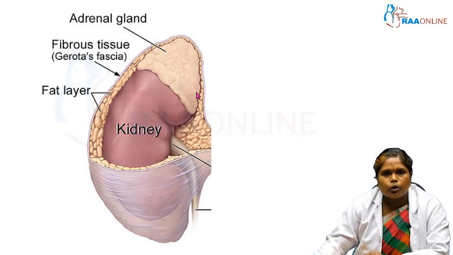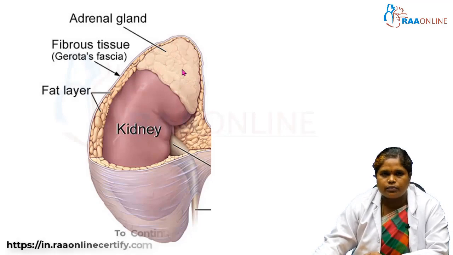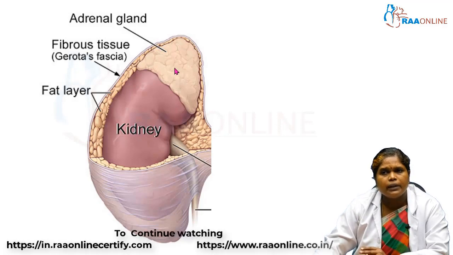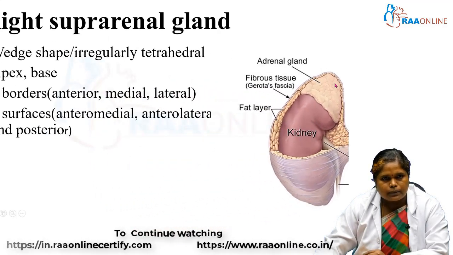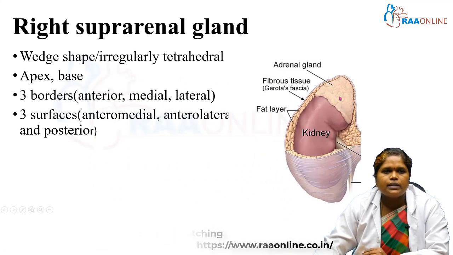And between the three borders, we have three surfaces, that is, the anteromedial surface between the anterior border and medial border. Then we have the anterolateral surface between the anterior border and lateral border. And we have the posterior surface. So simply, the right suprarenal gland is a wedge-shaped structure with a base and apex, with three borders and three surfaces.